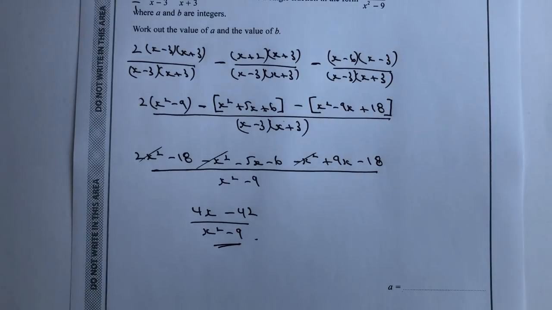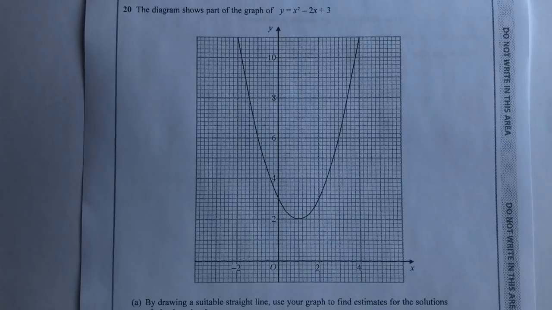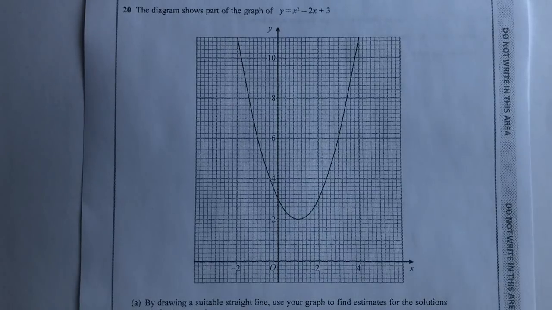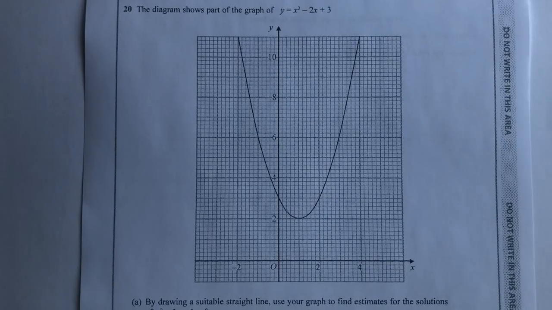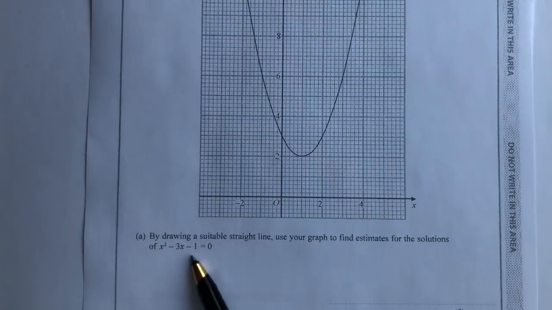Okay, let's move on then to question number 20. Okay, so we're going to move on now to question number 20, and what it says is the diagram shows part of the graph of y equals x squared minus 2x plus 3, and by drawing a suitable straight line, use your graph to find estimates for the solutions of that.